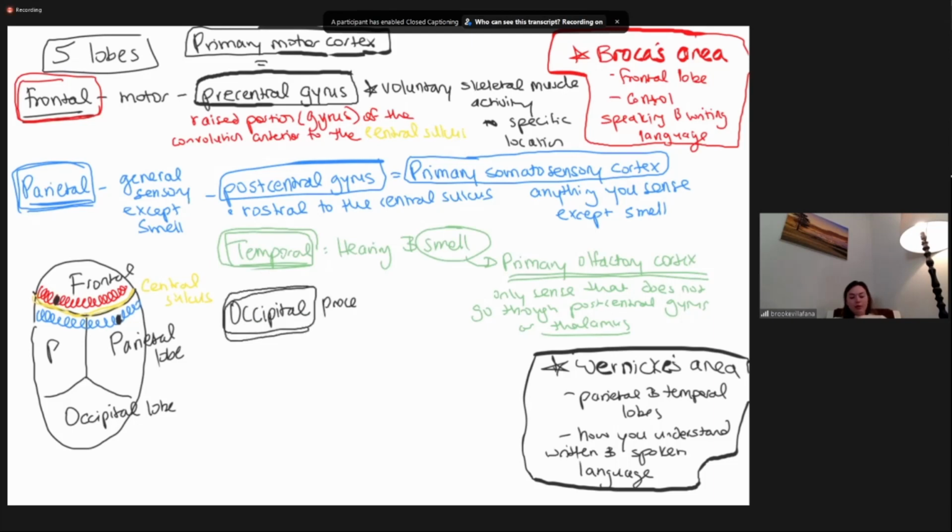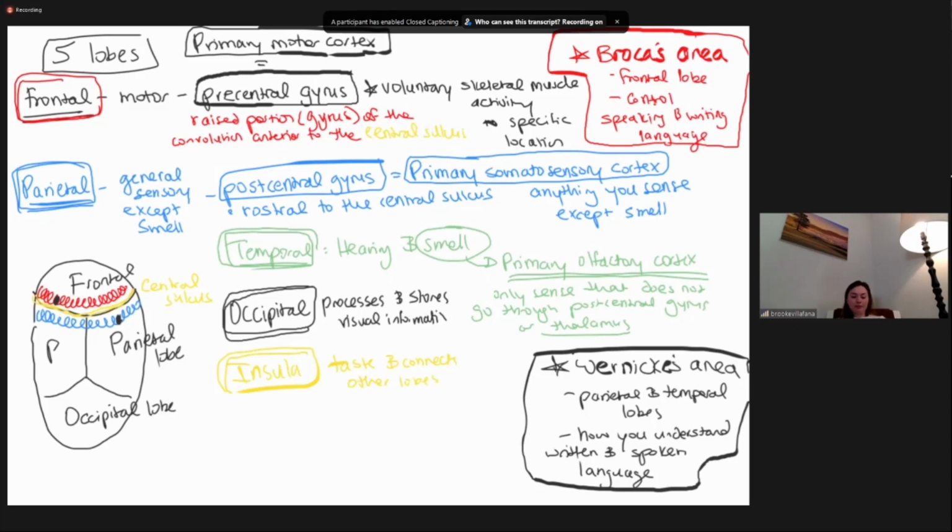This processes and stores visual information. So it's very simple. It's just what you see, your visual, what you see. And then the very last lobe is also very simple. It's called the insula. And this is just for taste. And it also helps connect other lobes. So taste, and it connects other lobes.